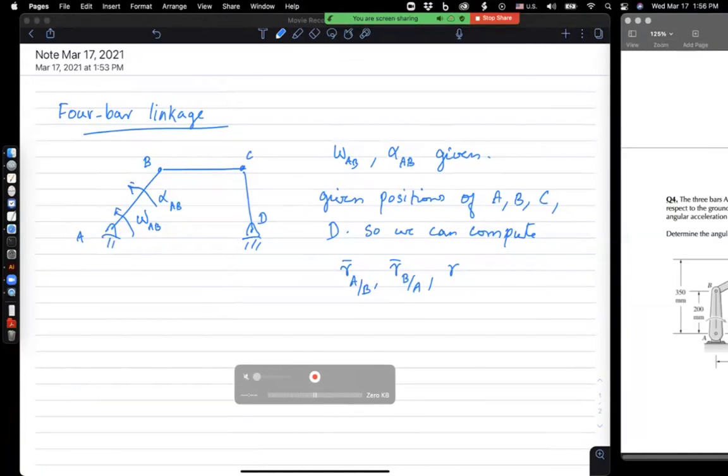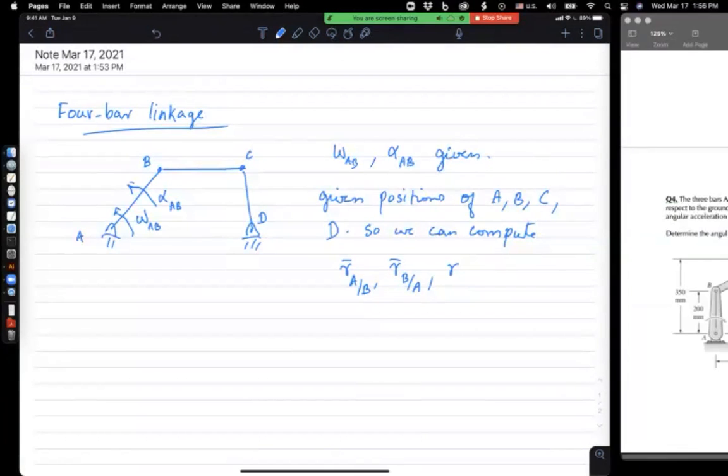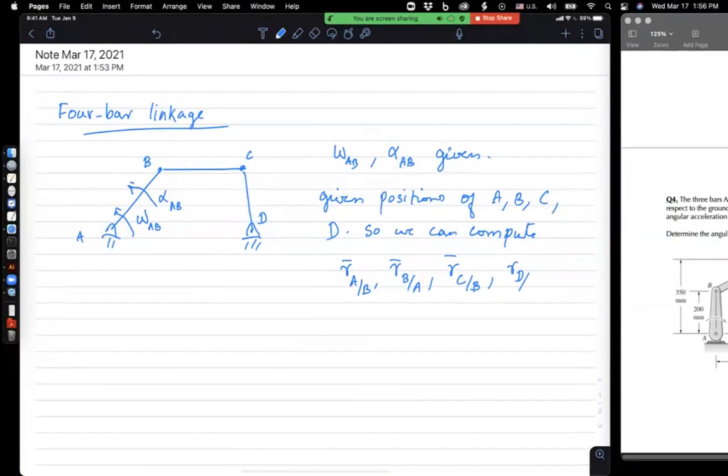Okay, cool. So we can compute these things because the positions of all those points are given. So R C with respect to B, or R D with respect to C. These are just vectors from one point to another point.